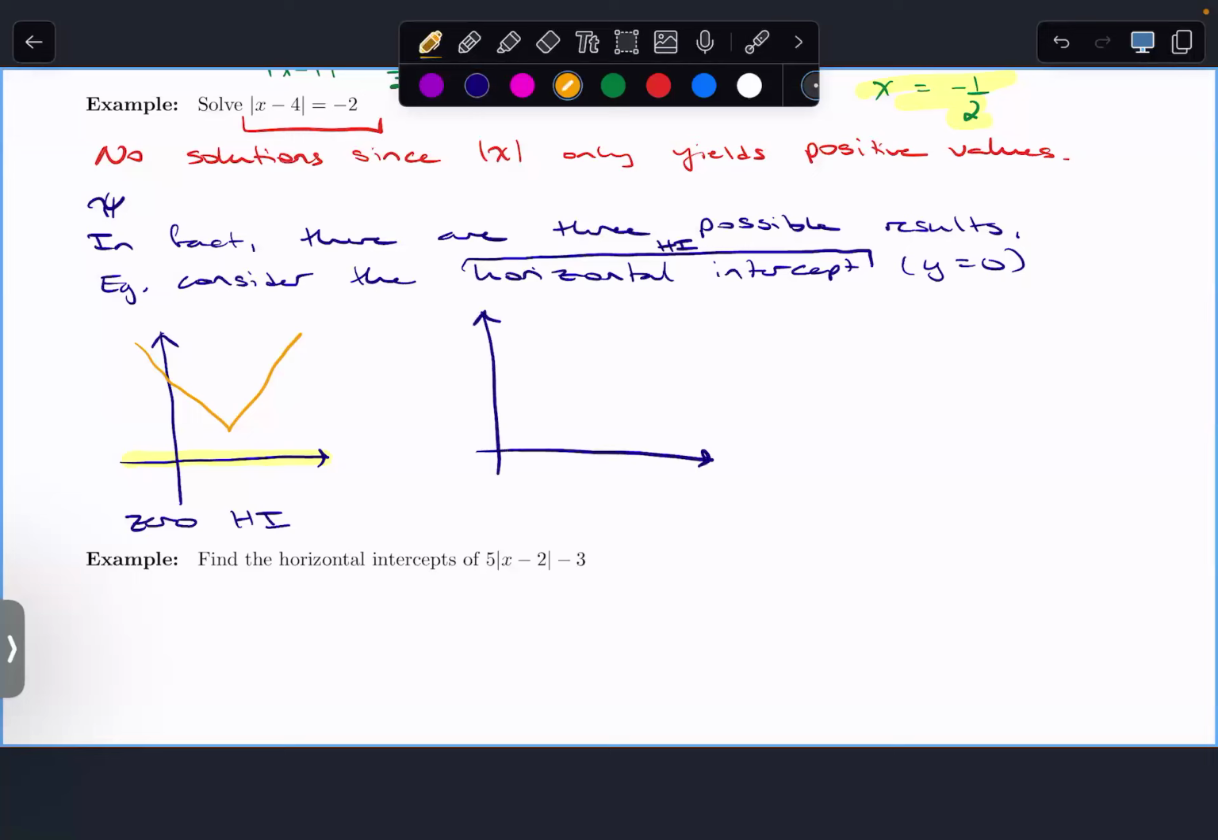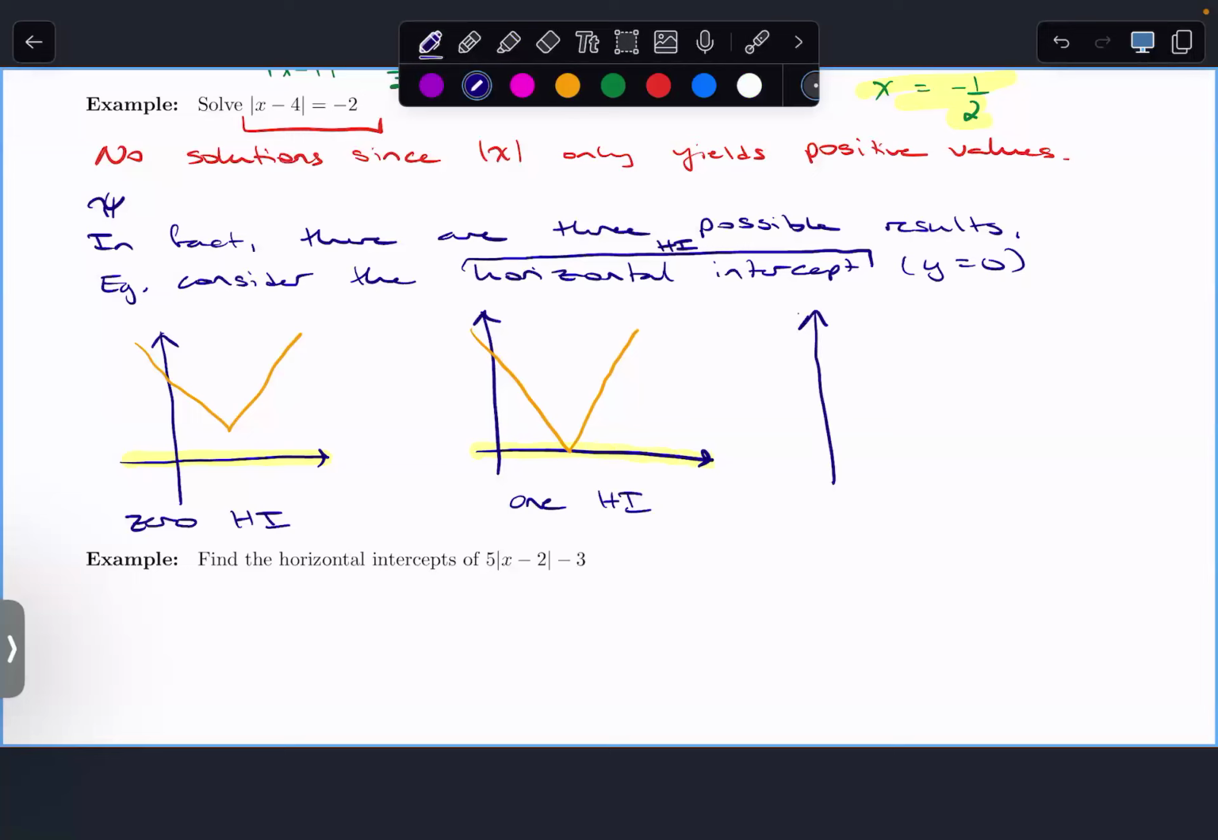Another scenario, a rare scenario, would be when the inside is 0, then you're only touching at the vertex of the absolute value function. And so then here we've got one horizontal intercept. If the inside of the function is 0, then you get y equals 0. So here we have one horizontal intercept. That's pretty rare.